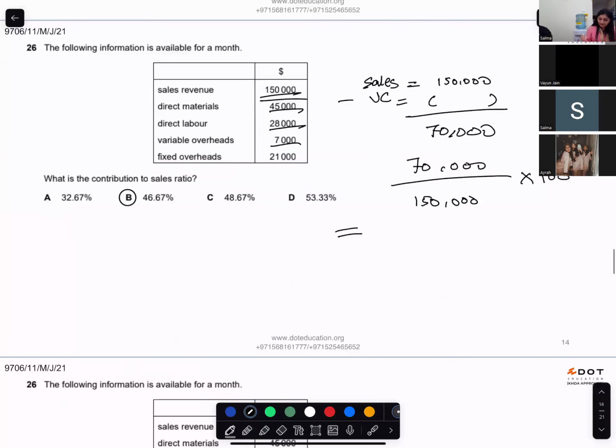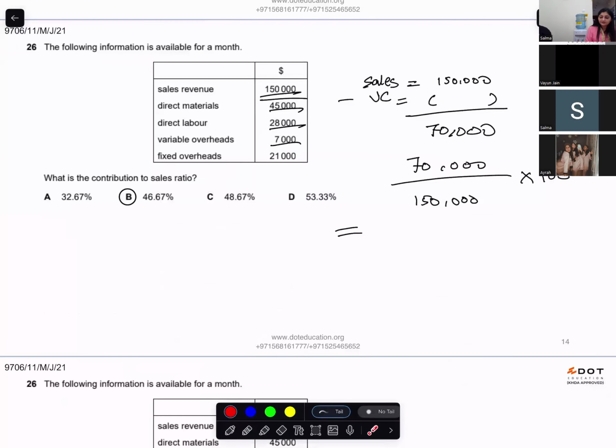Now come on, you have to find out the contribution to sales ratio. How do you find the contribution to sales ratio?